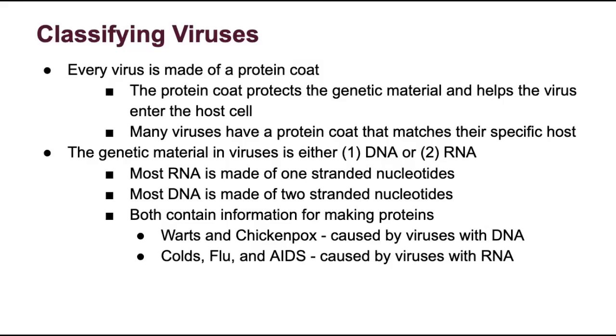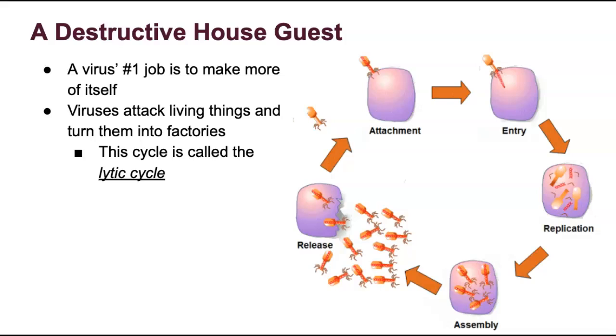that makes them up. A virus's number one job, its coding, what it's designed to do, is make more of itself. Viruses attack living things and, like we said earlier, turn them into factories. They turn them into ways to make more of themselves. The cycle that viruses use to make more of themselves is called the lytic cycle.